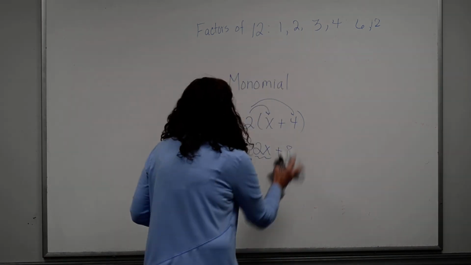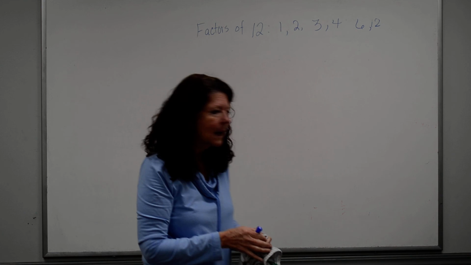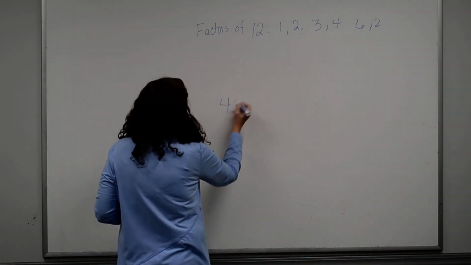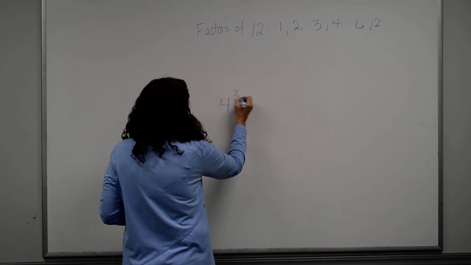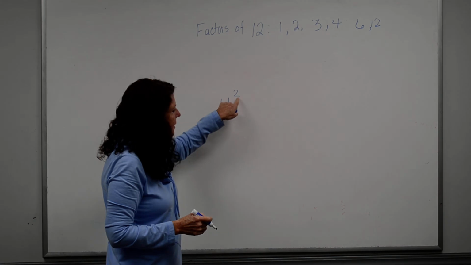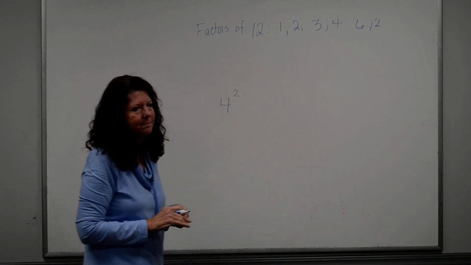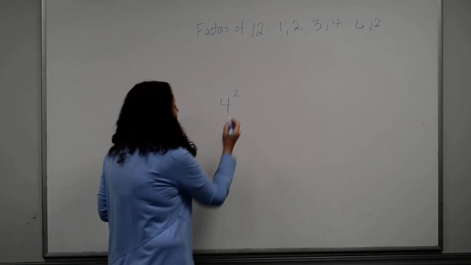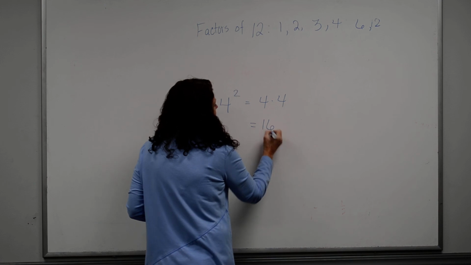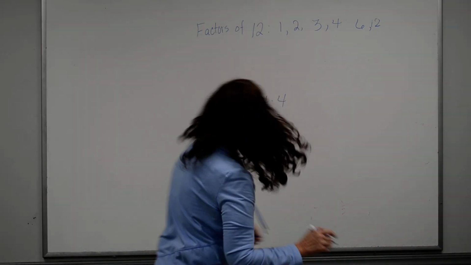The second section, 4-2, actually had to do with powers, base numbers and powers. So, like if I have 4 to the second power, this is my base, this is my exponent. So what does this actually mean? It means 4 times 4. Or if they asked me to evaluate it, it would mean 16.